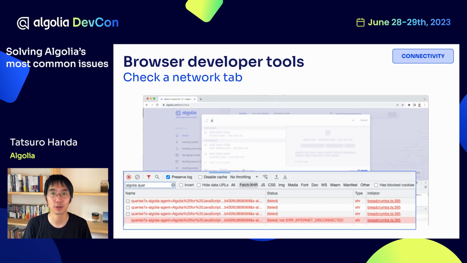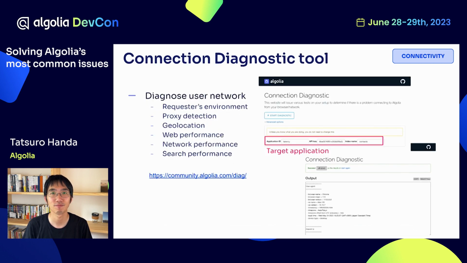One common troubleshooting technique in such a case is to use the browser developer tools. Especially the network tab shows some details of how the communication went wrong, like if there are any HTTP errors or even internet disconnection, as seen in the screenshot.